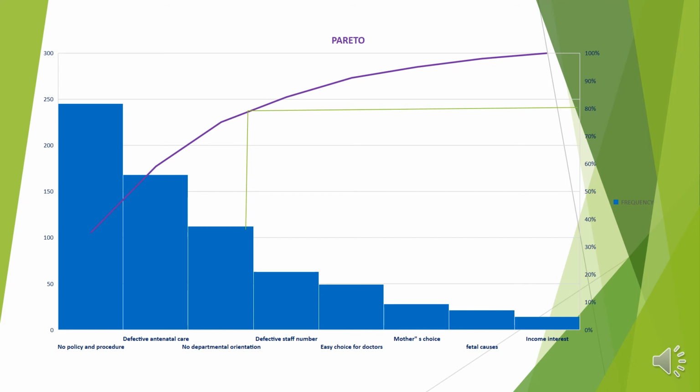The left of the longitudinal line, we will call them the vital few, the most important few things that, if you can fix them, fix the whole problem. On the right side, we will call them the trivial many, meaning it's a lot of things we can correct later on. They are not as important as the reasons on the left side. This is the idea of Pareto.